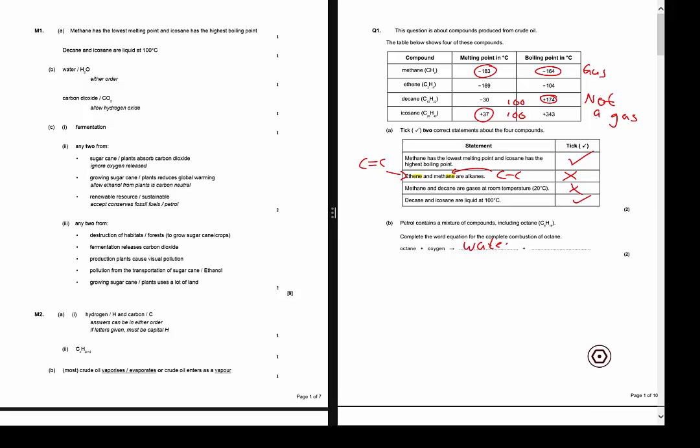The next question asks us to complete the combustion equation. So octane and oxygen always makes two products from combustion, water and carbon dioxide.